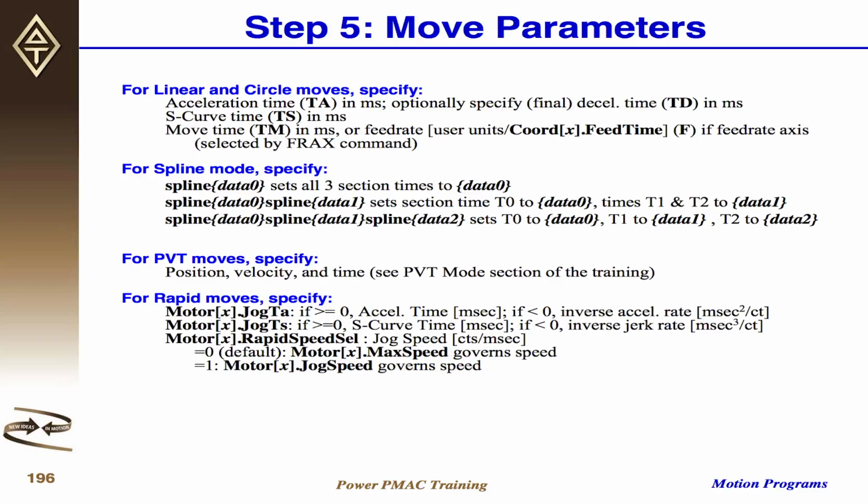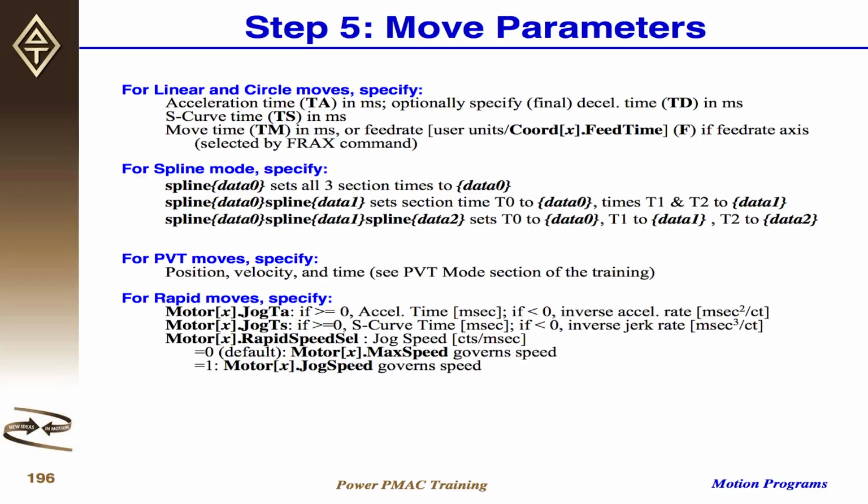For spline mode, we select the amount of time spent in the different sections of the spline move by writing spline and then the amount of time in each section after that in units of milliseconds. You can also specify different times in the different sections of the spline move. We won't get into great detail there yet because we'll talk about it later. Same thing for PVT moves. You can specify position, velocity, and time using a certain syntax to be discussed later.